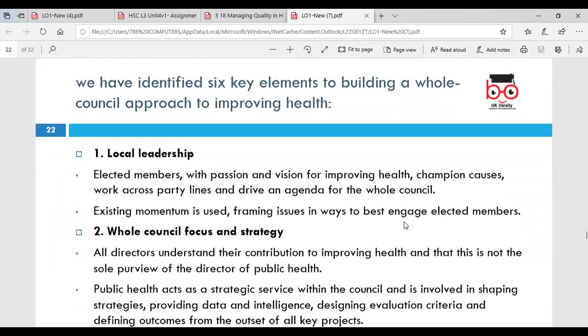We'll talk a bit about these 6 components. So there's local leadership, they're elected members. Again, they're champions of the causes. They work across parties, so they have different stakeholders who are involved, and they drive the whole agenda and all the activities of the council. And they come up with issues, and they have elected members who are very strategic in their thoughts and influential in what they do, and they then come up with solutions to those problems or those issues.